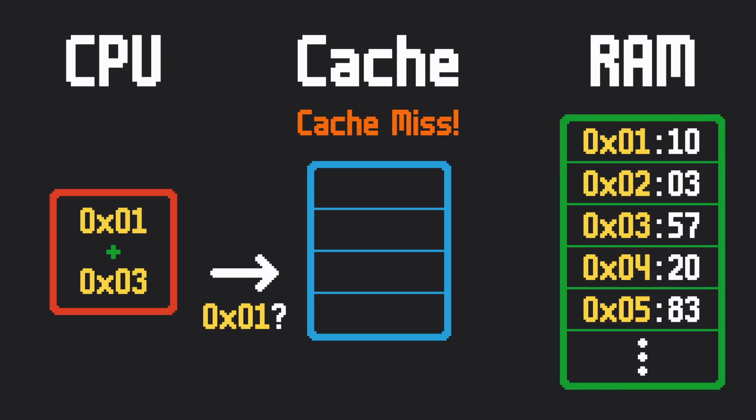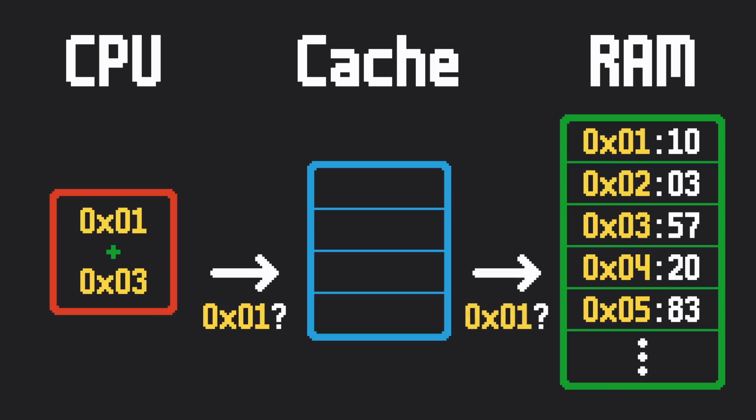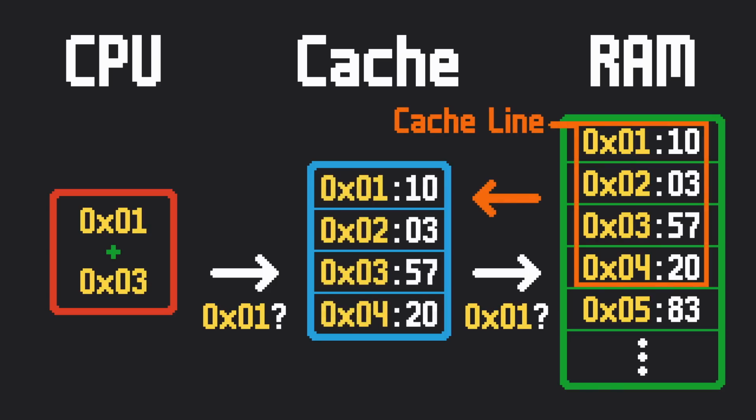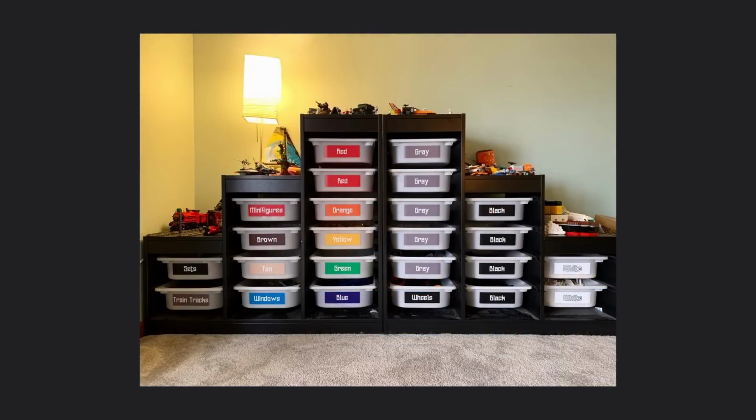In our Lego example, this is like looking for a piece in the bin next to you and it's not there. Therefore, we're forced to make the longer trip to RAM to get our data. To be efficient, we grab whole sequential chunks of data from RAM each time, which is called a cache line, and then copy it into the cache. In our Lego example, if you go to the basement to find a piece, instead of grabbing just a single piece, you grab an entire bin instead, which is the cache line.